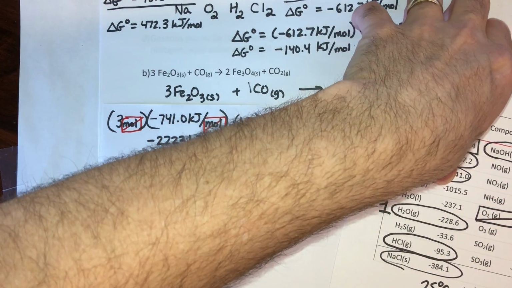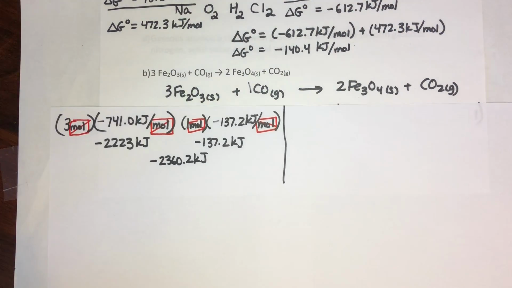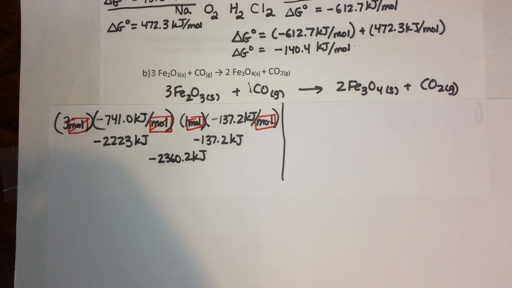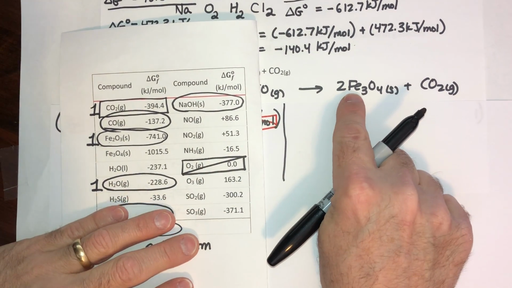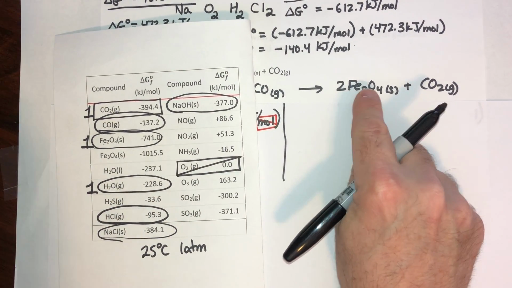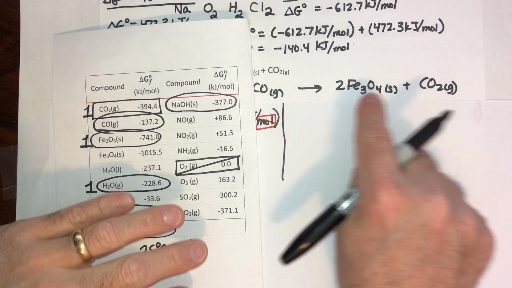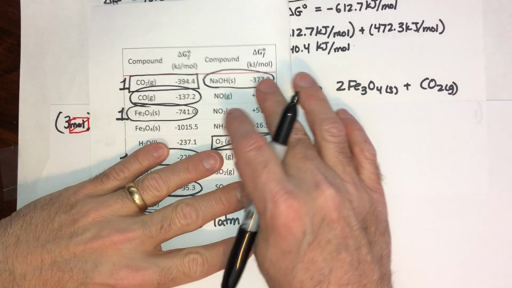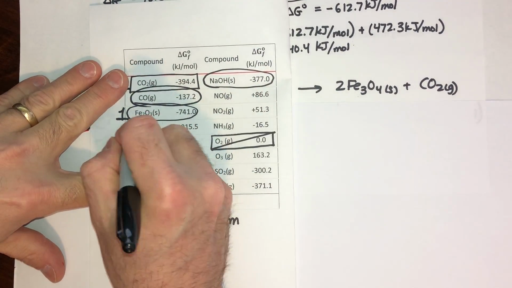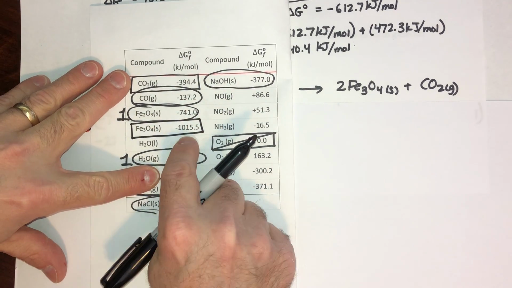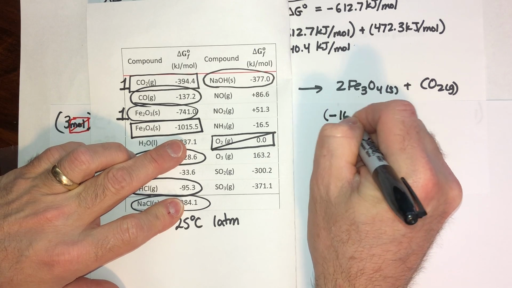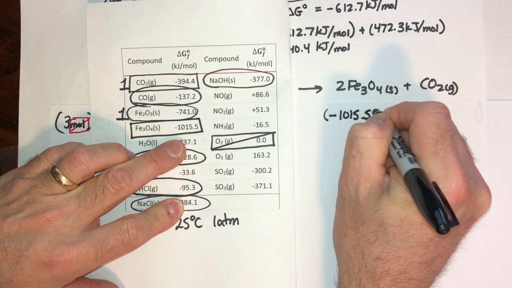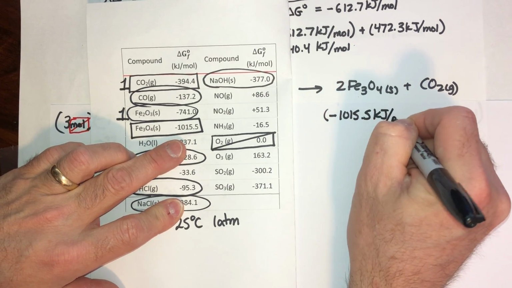Okay, so let's move this, and let's move these over a little bit. I'm going to look up the Gibbs free energy for both of these two chemicals. If I look up Fe3O4, Fe3O4 is right here. Wow, that's a big one. So that's going to be a minus 1,015.5 kilojoules per mole.